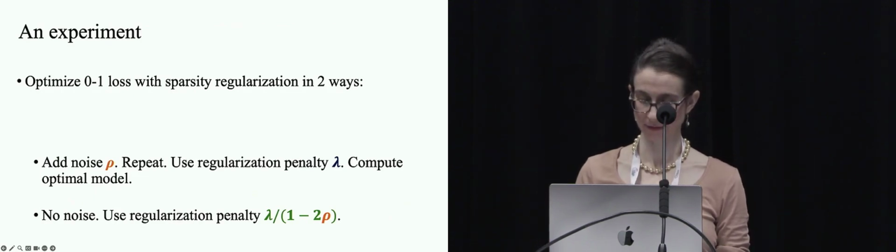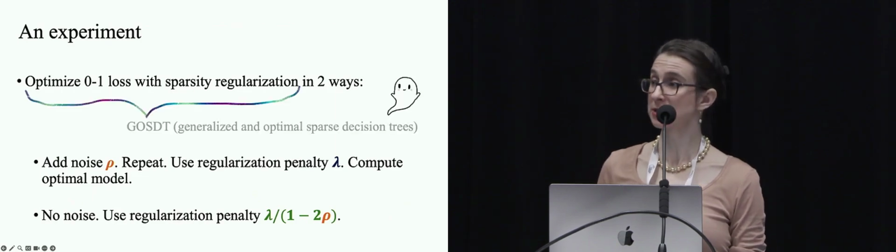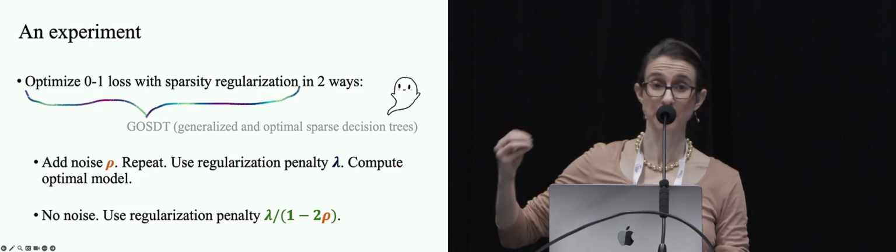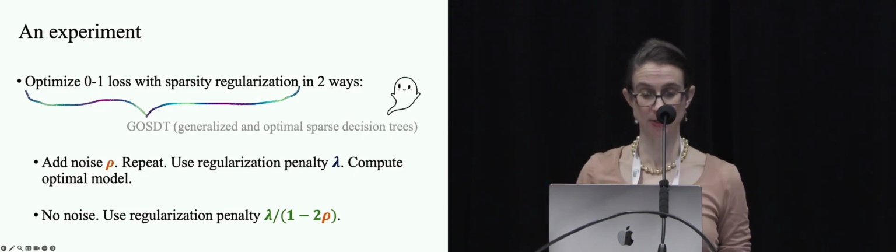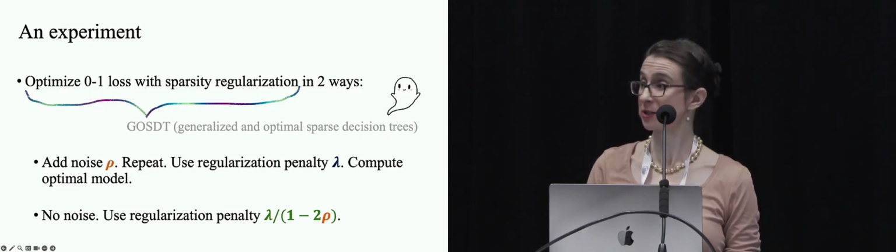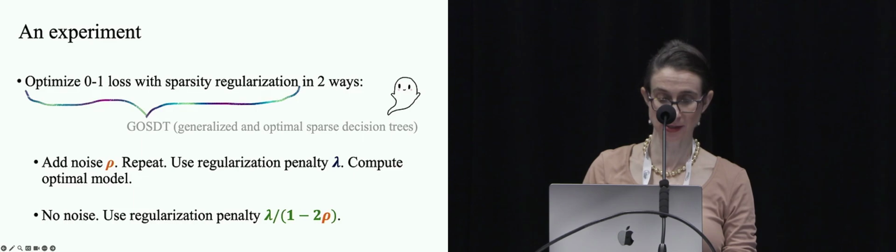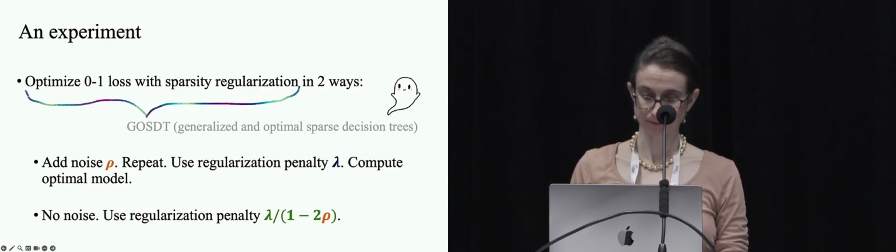All right? And to do this optimization, I'm going to use the GOSDT algorithm. GOSDT is an algorithm that computes optimal sparse decision trees, like actually optimal sparse decision trees, balancing 0-1 loss with the number of leaves in the tree. So it's actually doing precisely this optimization. And so let's see the result.